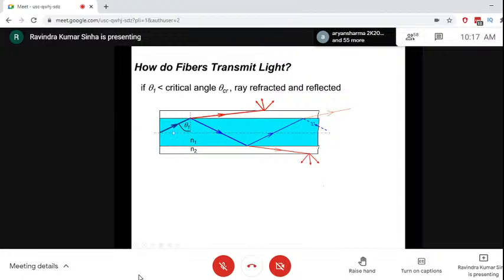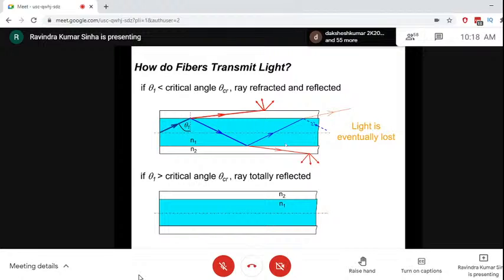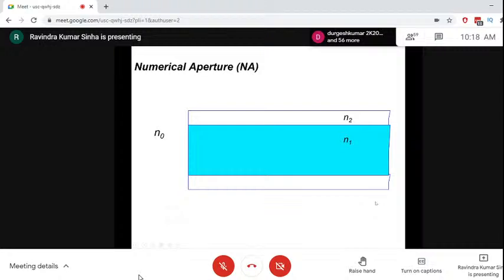This is like that. If this angle is less than the critical angle, then again the rays are going into the cladding. If the angle of incidence is greater than the critical angle, then they will not go into the cladding. They will be here and they are reflected back, again within the fiber, so they are propagating along the core of the fiber.